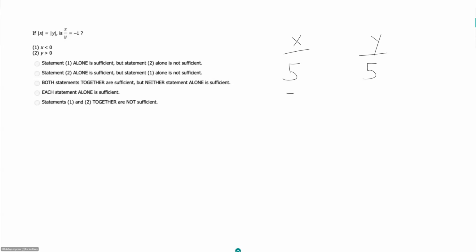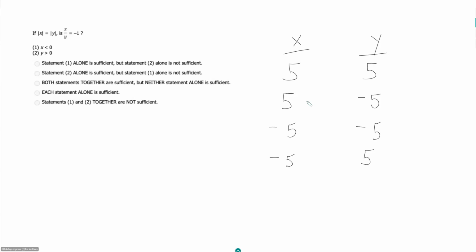Or x could be 5 and y could be -5, because the absolute value of 5 is equal to the absolute value of -5. Or we can have x be -5, and so in this case, y could also be -5. Or x could be -5 and y could be 5. And these would all be cases where the absolute value of x is equal to the absolute value of y.